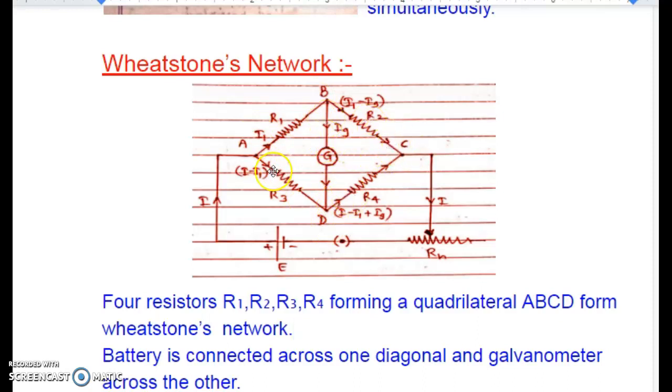D, C. In this loop A, B, D, A, as I start moving, I find there is I1, R1. So resistance is there, potential difference will be here. Here I am considering G to be the resistance of a galvanometer. So by keeping this diagram in front of us, we will now go for the equations. Keep this diagram in mind.